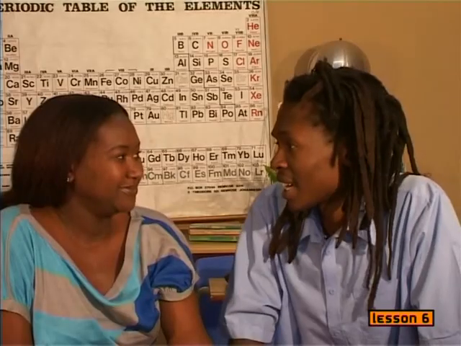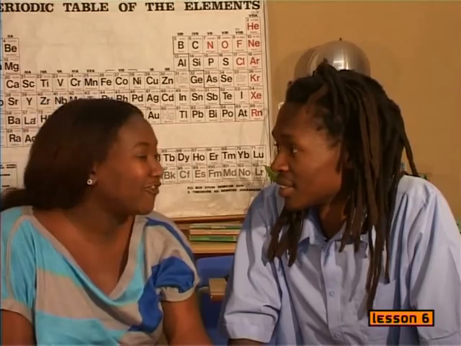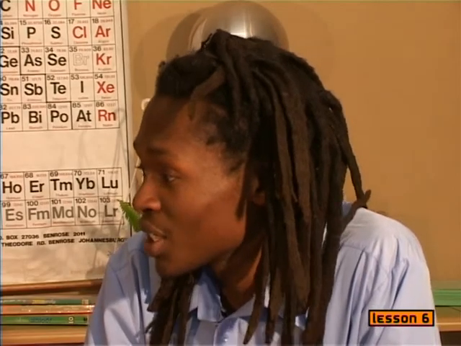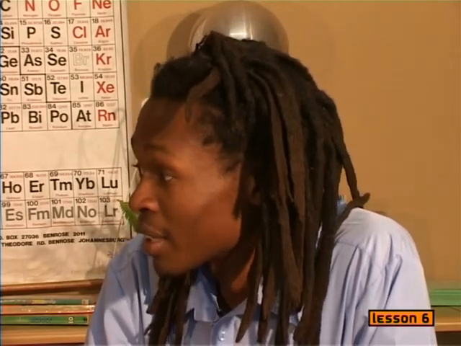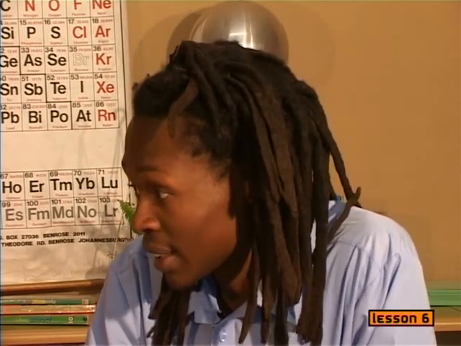I think I can handle that. We learned how to factorize a cubic function in the last lesson. Off you go then. First, I need to find the factors of the constant. The factors of 6 are plus or minus 1, 2, 3, or 6. Then we substitute each of these into the expression until we find a factor of the equation by trial and error. I'll try 1 first to see if it's a factor.